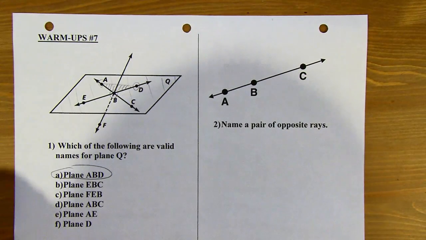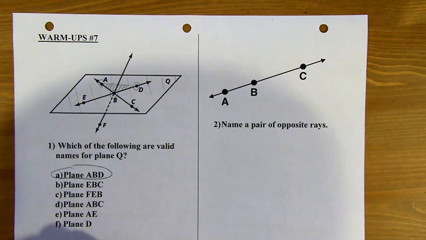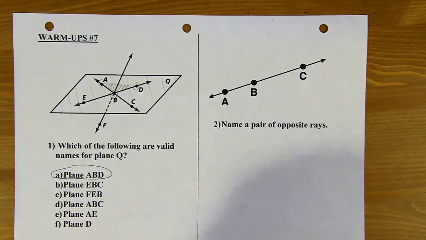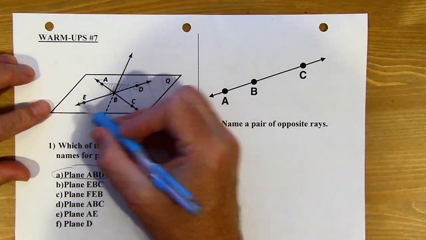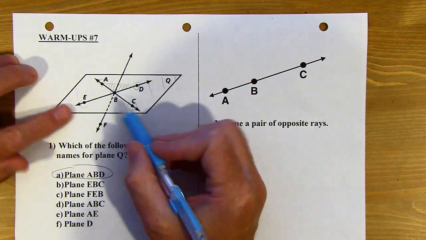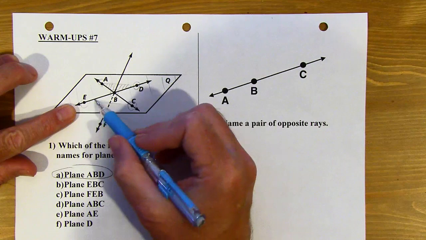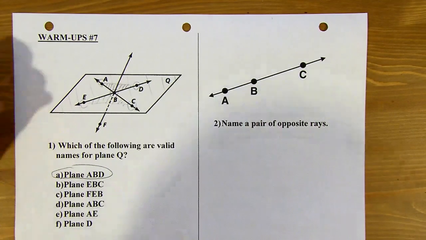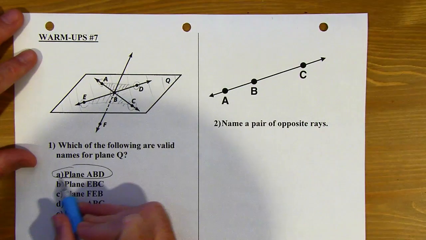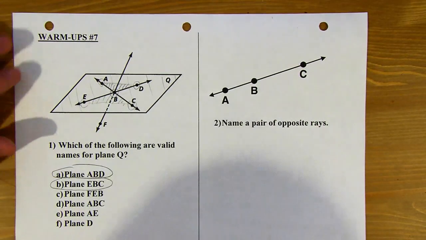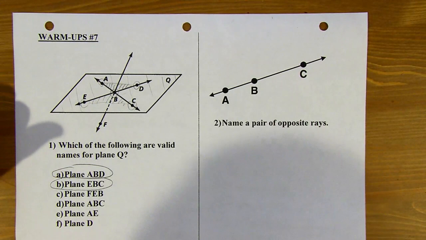I'm going to circle the correct one. So we'll just cross out the ones that don't work. And then plane E, B, C, the same kind of thing here. E, B, and C. Those are all on the plane. I can draw a little triangle, and this would be a little piece of the bigger plane, so that works as well.